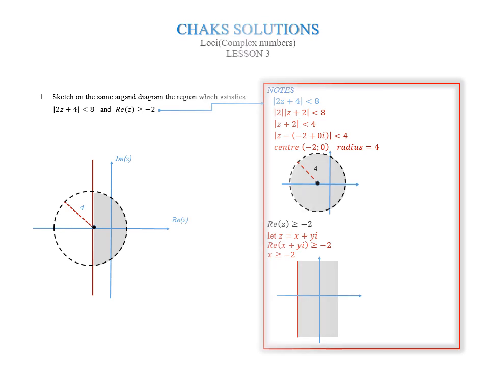Let's sketch on the same Argand diagram the region which satisfies modulus of z minus 2i less than or equal to 2 and real of z greater than imaginary of z.